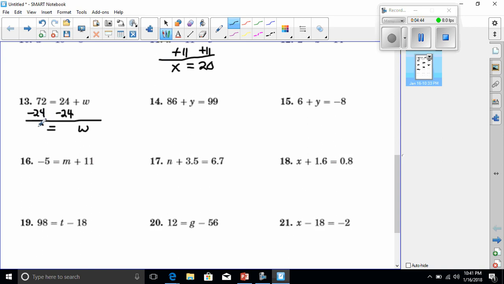And of course, that's going to become 8, because I had to borrow 1 from here to turn it into 12. Now I have 6 minus 2. Of course, that's going to be 4.